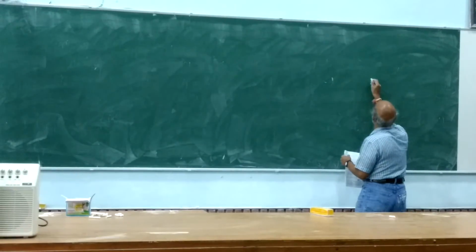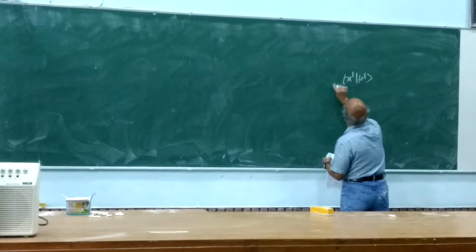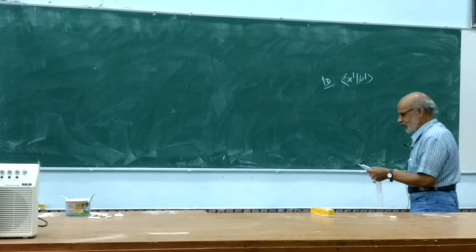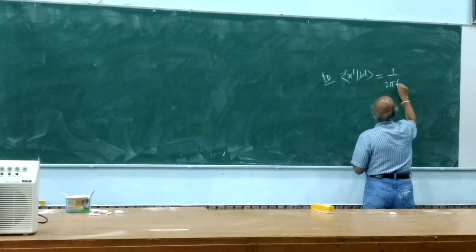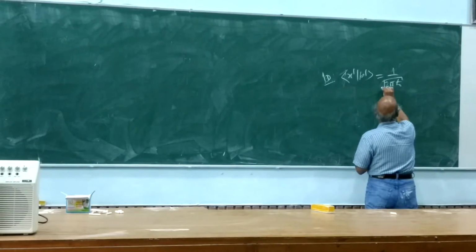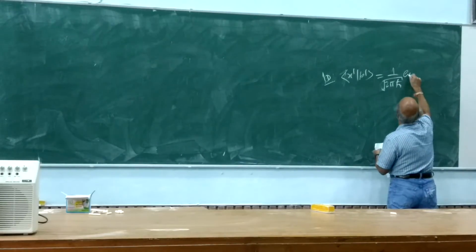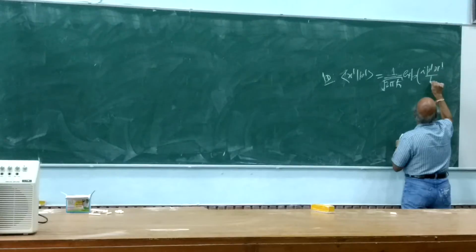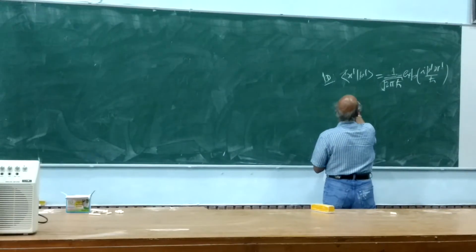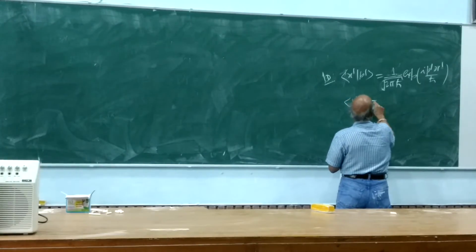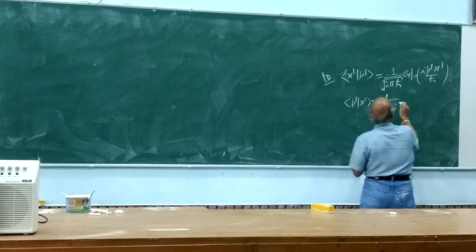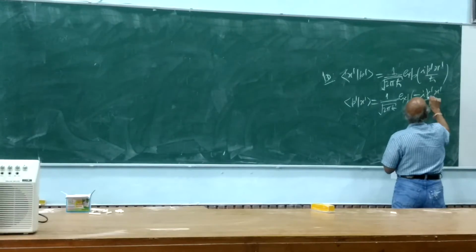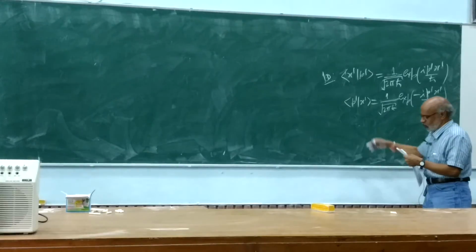Let me first tell you a function, <x'|p'>. I am right now working in one dimension, okay? Then we can go to three dimensions. So this is equal to one divided by the square root of 2 pi h-cross, times exponential of i p' x' by h-cross, and its complex conjugate would be times exponential of minus i p' x' by h-cross. So we would derive this expression.